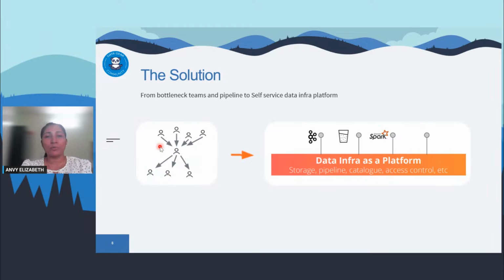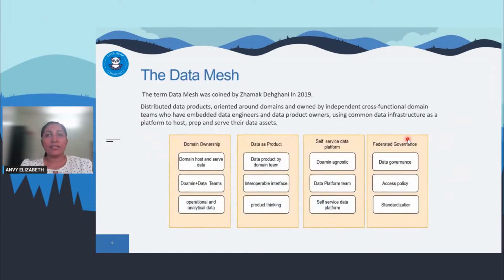And also there should be a shift from bottlenecked data pipelines to self-service data platforms which can be easily accessed by any users. They can use it without much complexity. And this is where data mesh came into the picture. Data mesh is a concept that was coined by Zhamak Dehghani in 2019. According to her, data mesh is built upon 4 pillars.